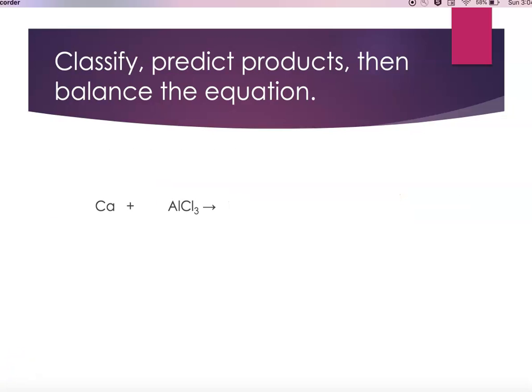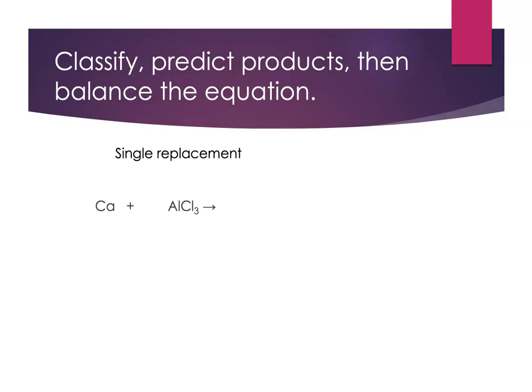I've got calcium metal reacting with aluminum chloride. I've got an element and a compound. That's my clue that this is a single replacement reaction. An element with a compound will make an element and a compound. Calcium, being a metal, is going to kick the metal out of the ionic compound. So calcium is going to replace aluminum. And therefore, aluminum will be the element that I produce on the product side.